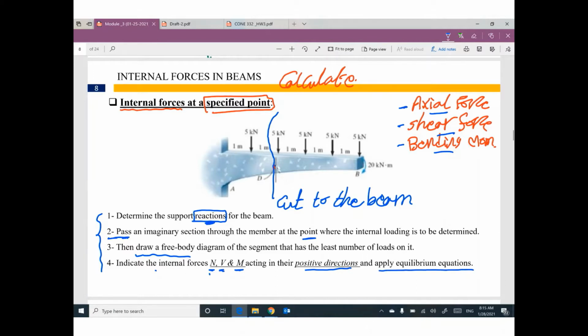By the way, do you remember the equilibrium equations? There are three equilibrium equations. Summation of F_x equals 0. Summation of F_y equals 0. Summation of moment at any point equals 0.